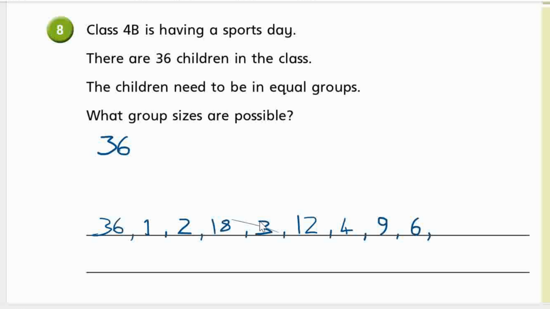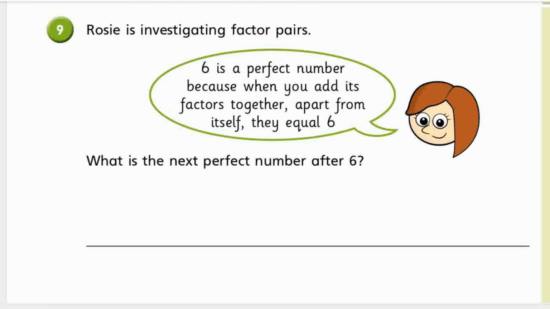Right, we better move on, because I want to make sure that everybody understands number 9. Rosie is investigating factor pairs. 6 is a perfect number, because when you add its factors together, apart from itself, they equal 6. So what they mean is if you add 1, 2, and 3, you get 6. So you add all the numbers up apart from itself, you get 6, right?